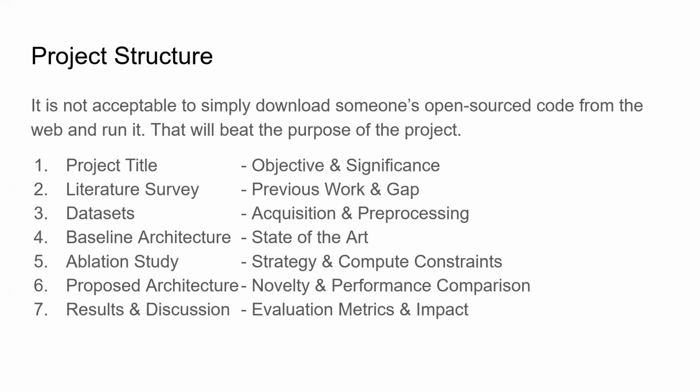Once you do those ablations, you reach a proposed architecture, which, if you're successful, will have much better performance than the state of the art. And then you have to choose how you compare your proposed architecture with the baseline. What evaluation metrics do you use? How are those evaluation metrics meaningful? And what is the impact of your overall project?